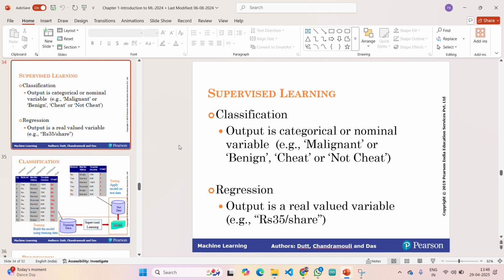Coming to classification and regression, here also you can see. In classification, output is going to be categorical or nominal. We'll see while discussing the modeling of data concept and all. Nominal, categorical, continuous and all you can see. Coming to regression, output is a real valued variable.